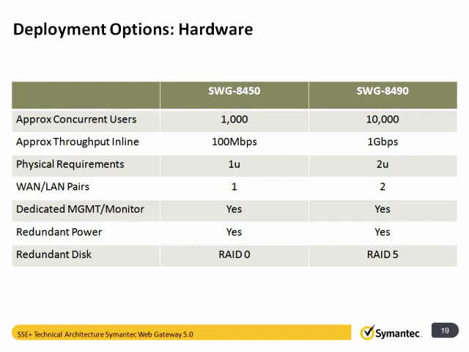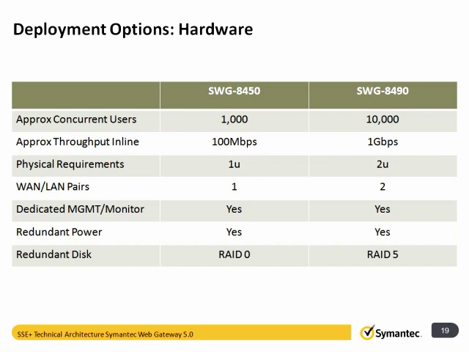In terms of hardware options available, there are two Web Gateway hardware models available for purchase from Symantec, the Web Gateway 8450 and the Web Gateway 8490. The top two statistics refer to the Web Gateway when deployed inline. You can see the Web Gateway 8450 supports approximately 1,000 concurrent users, while the Web Gateway 8490 supports approximately 10,000 concurrent users. In terms of throughput, the Web Gateway 8450 supports approximately 100 megabits per second, while the Web Gateway 8490 supports approximately 1 gigabit per second.